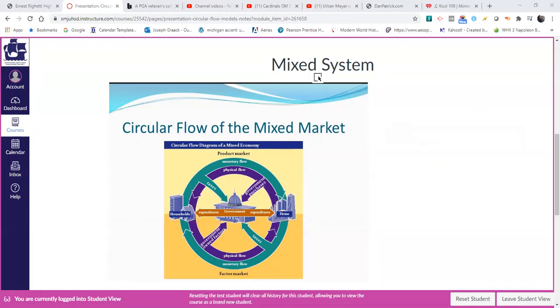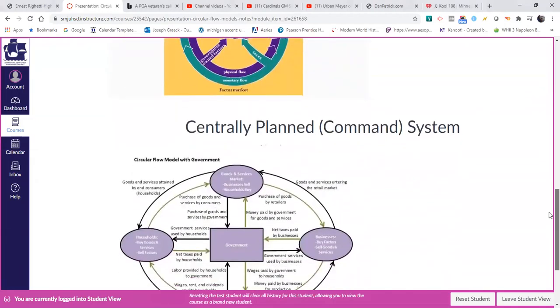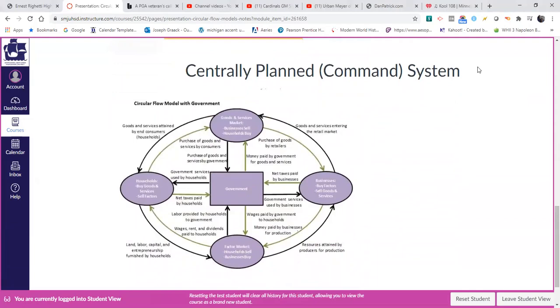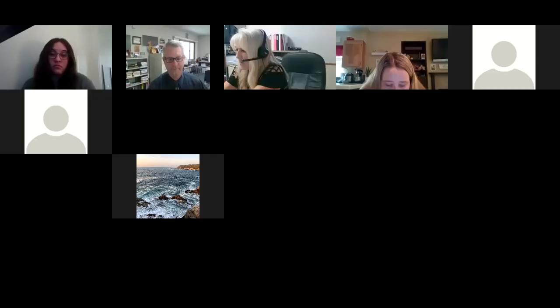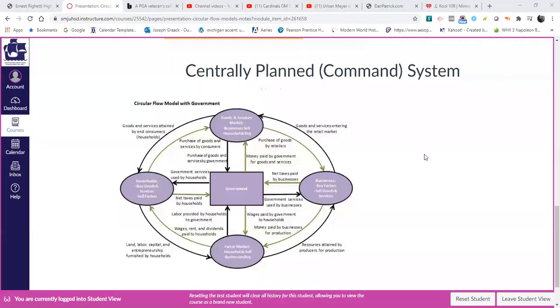All right, so now you will scroll down here to a centrally planned or what we call a command system. Go ahead and scroll down to that last one. Okay, so in this one here, let me get a wider line here. Okay, so here we have the same thing. I'm going to draw this line.